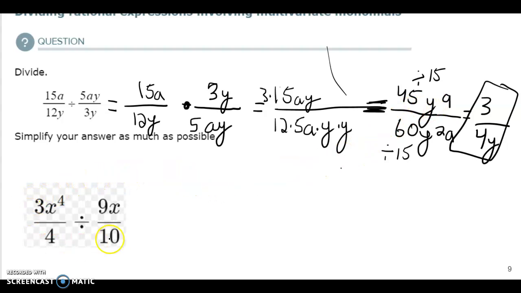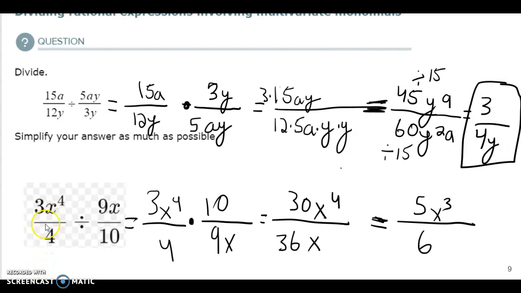So I want you to try this one down here on your own. Remember, you're going to write this as something times something, and then one term, and then simplify it. Okay, so go ahead and pause your screen and work on that.